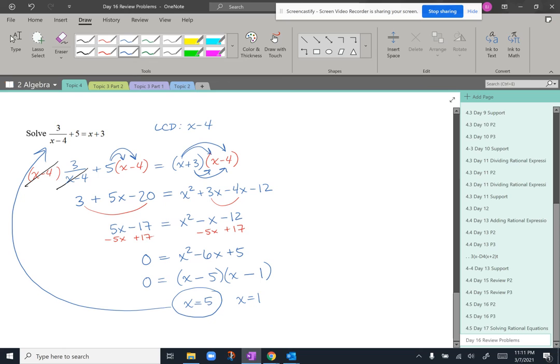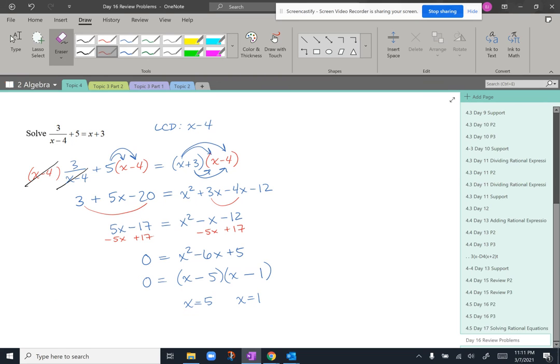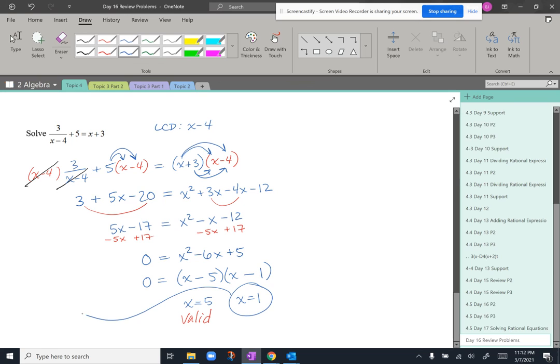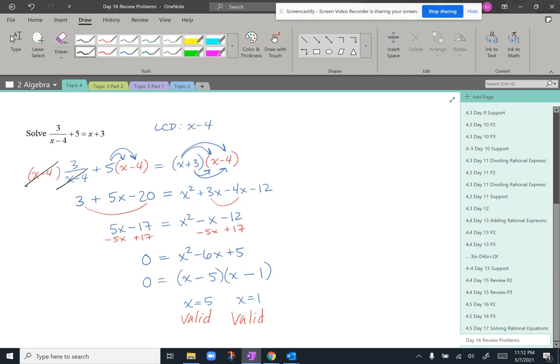If I plug in a 5 in here, I have a denominator of 5 minus 4 and 5 plus 3. Everything is fine there. The key is not to plug in a value for x that results in a denominator equaling 0. I don't have that for x equals 5, so this is okay. This is a valid solution. What about x equals 1? Let's do the same thing. Plug in a 1 for x here, and again, I've got a denominator that's not 0, so that is okay. So we have two valid solutions here of x equals 5 and x equals 1.